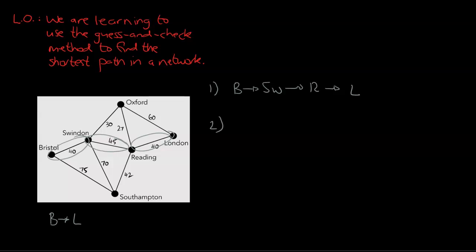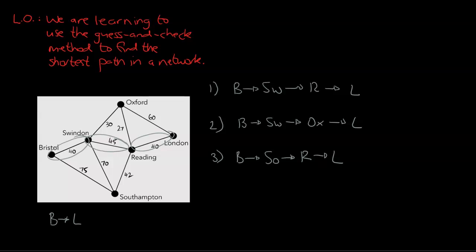Number 2, maybe going along the top might have been quicker. So Bristol to Swindon, and then over to Oxford, and then finally down to London. And then maybe doing the same thing along the bottom might also give us an extra route as well. So number 3, we've got Bristol over to Southampton, through to Reading, and then finally finishing off at London. So they look like the 3 quickest routes.